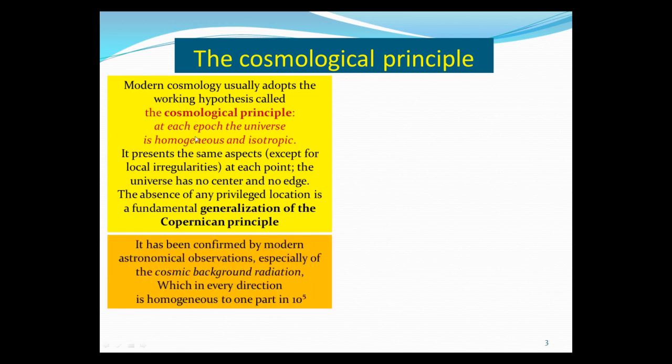And the assumption of a homogeneous isotropic space has been confirmed by modern astronomical observations, especially by the cosmic background radiation, which in every direction is homogeneous to 1 part in 100,000.